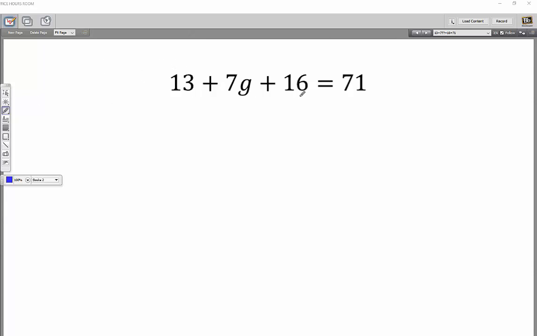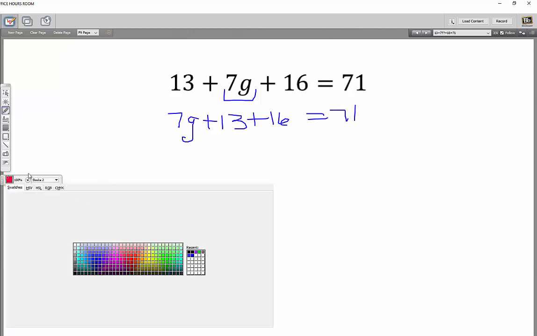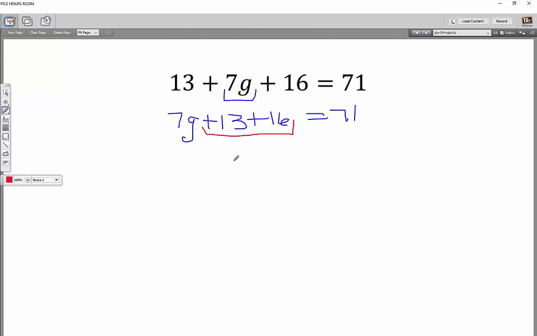When we did this with addition and subtraction, we rearranged and used the commutative property to get our constants together. We're going to do the same thing. 7g is the only variable term, so we're going to put that in the front. Positive 13 is plus 13 plus 16. Now we have our constants together, and we can see we need to do plus 13 plus 16. Positive 13 plus 16, that's 29. And we have simplified our constants on the left-hand side of the equation.